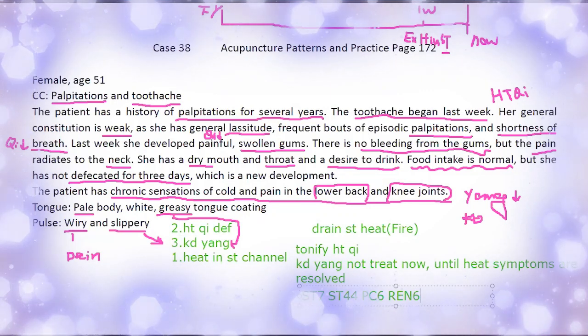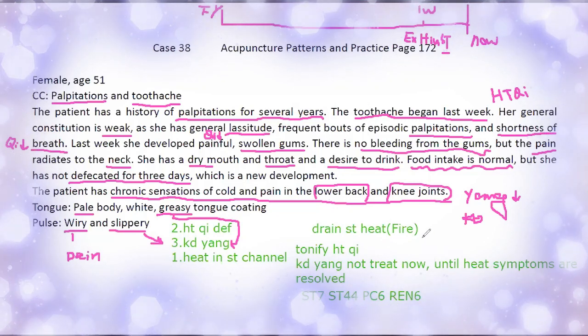For stomach heat and constipation: stomach 7, stomach 42, liver 3, and 6, bladder 25. Generally your points are pretty good, but we say our points will match our treatment principle. Like we're talking about our treatment principle here, number one is draining stomach heat.